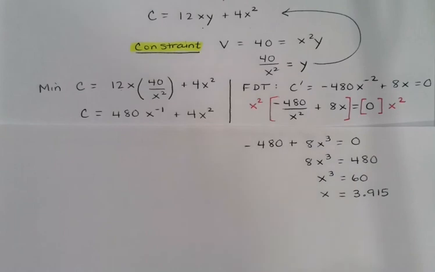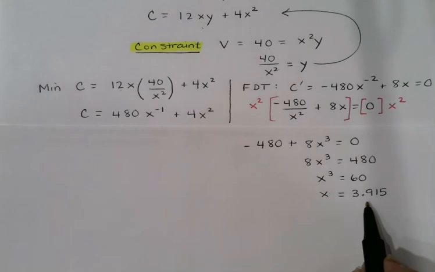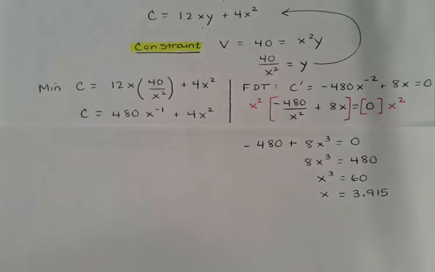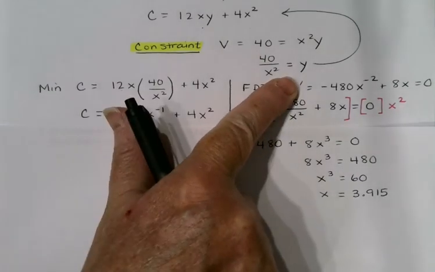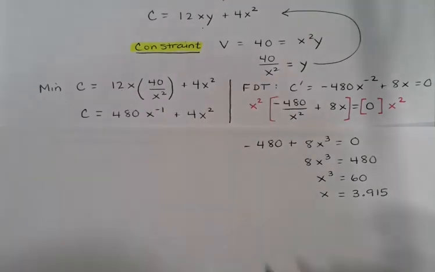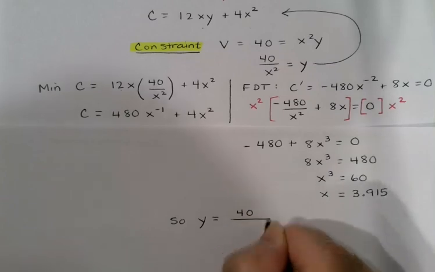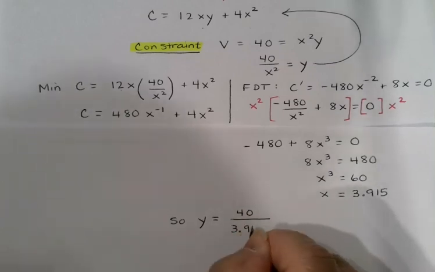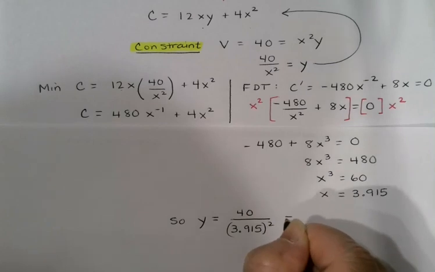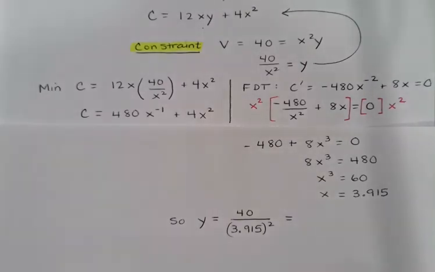Once again, I'll leave it to you to verify that that really is a minimum. But I'm going to go ahead and finish this up by saying that means that the two ends of the aquarium are about 3.9 feet each. I still need the y value, which was the length of the aquarium. And I can get that just by plugging the 3.915 back into the constraint. So y would be 40 over 3.915 squared. And I get about 2.61.